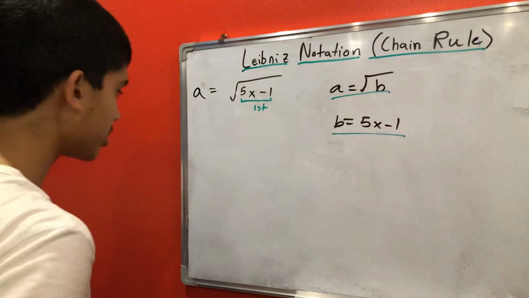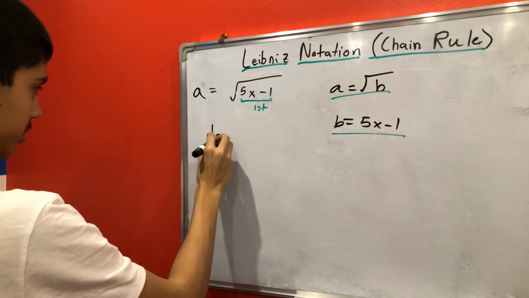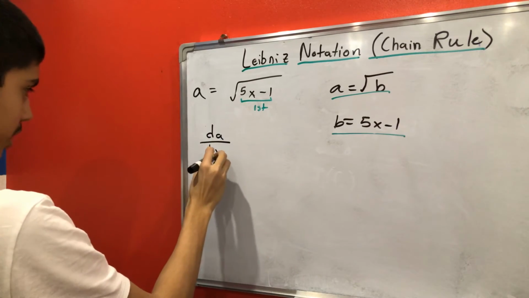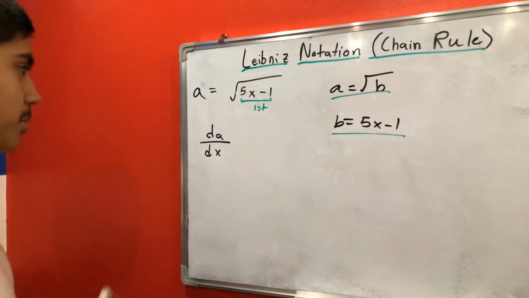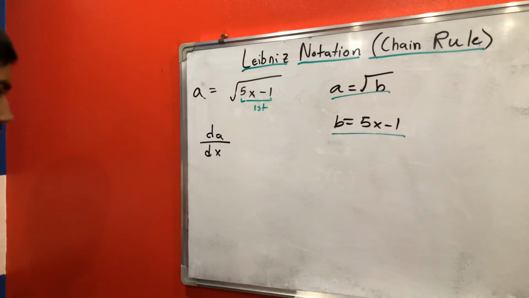So the derivative of a, how they would ask us is they would say something like this. They would say derivative of a with respect to x. All that means is what's the derivative of a, in this case being this. So what's the derivative of this?